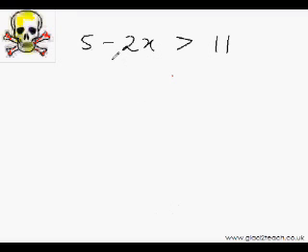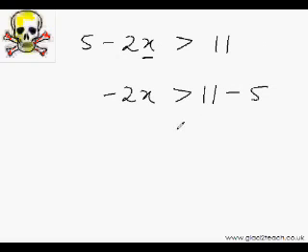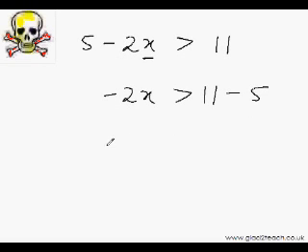Like we always do, we take everything to the other side other than this x. x remains here, everything else goes to the other side. So first this positive 5 goes to the other side, so it becomes negative 5. So we would have minus 2x greater than 11 minus 5. 11 minus 5 is 6. We will have minus 2x greater than 6.